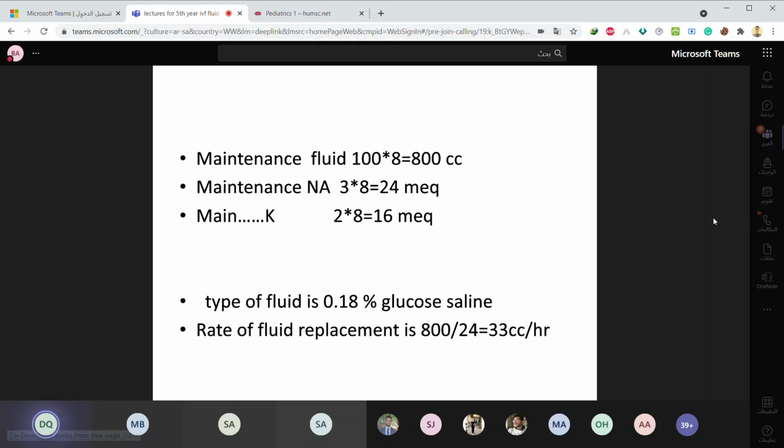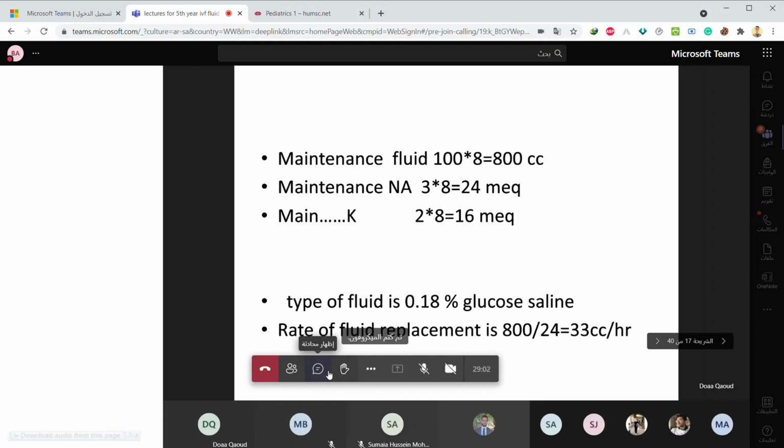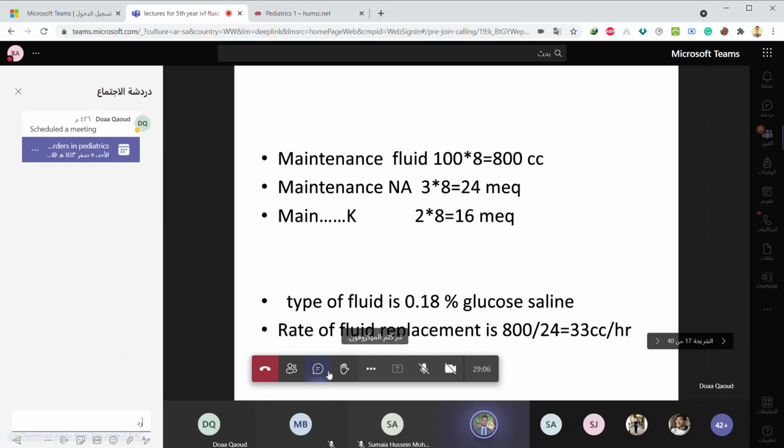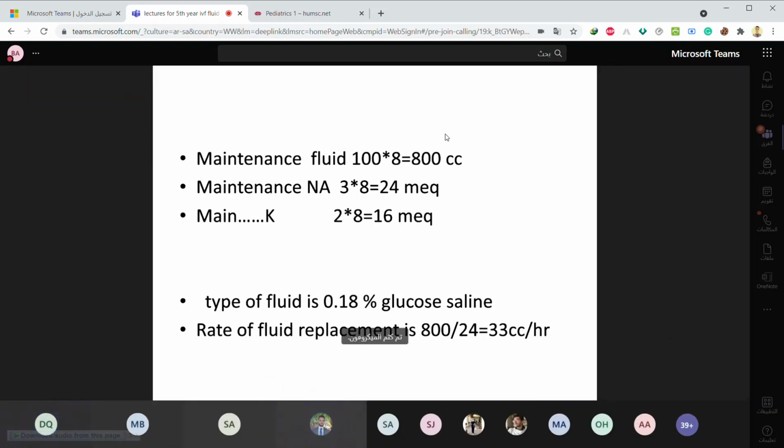Who divides 24 over 154? Did anyone divide it? It comes out 0.15. Okay, 0.15. Okay, 0.15% of the normal saline.